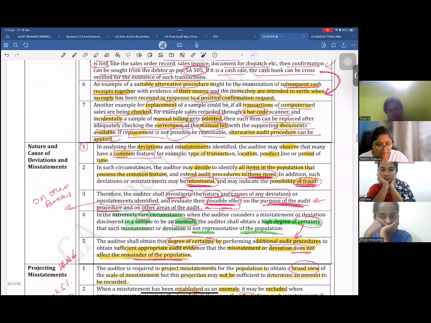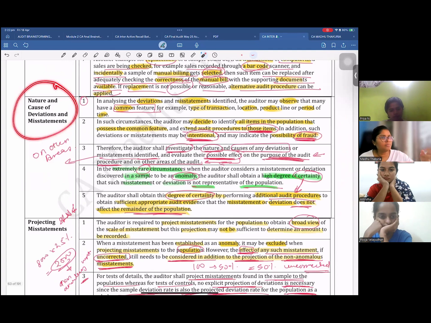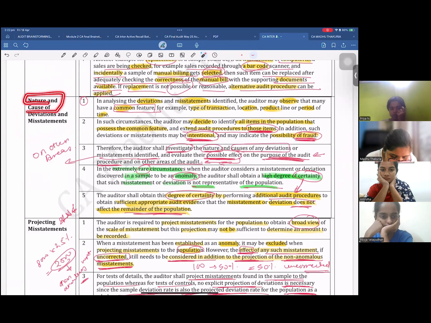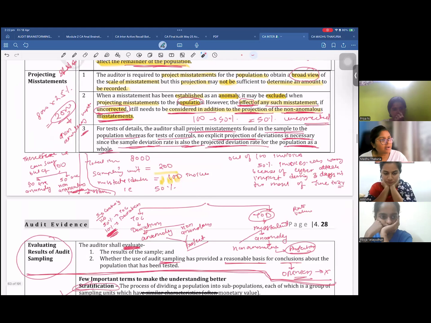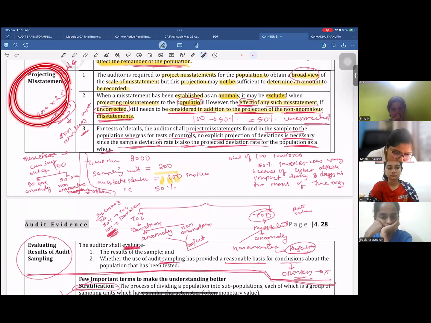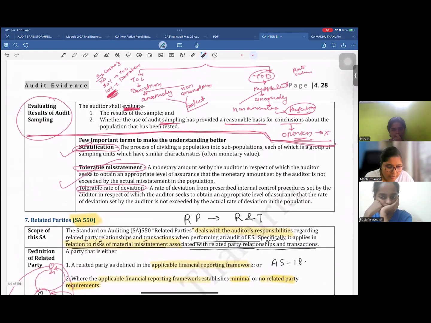Once you perform the audit procedure, you will find the deviation. Once you find the deviation, you will find the nature and cause of that deviation. Another good 5 marks question can come from this topic. Then, once you have the misstatements or deviations identified, you try to project that misstatement on the 100% of the population. It's a good question. Then you will evaluate the results of your audit sample.